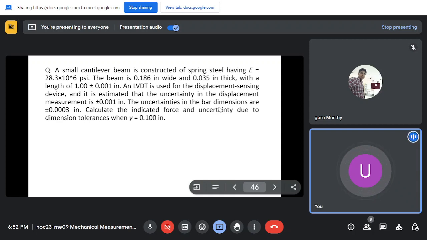We are saying an LVDT is used as the displacement sensing device, and it is estimated that the uncertainty in the displacement measure is plus or minus 0.001 inch. So LVDT is used to measure the displacement, and the uncertainty is 10 power minus 3 inch plus or minus. The uncertainty in the bar dimensions is 0.0003 inch. So uncertainty in bar dimension is also given. Calculate the indicated force and uncertainty due to dimension tolerances when the deflection y is 0.1 inch.